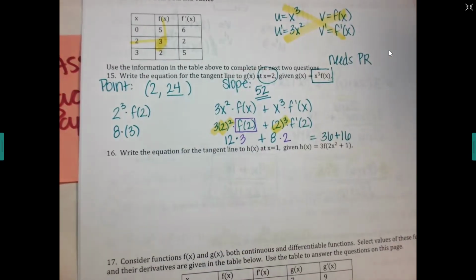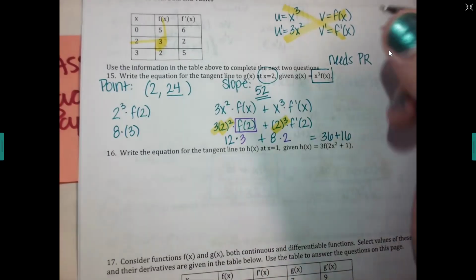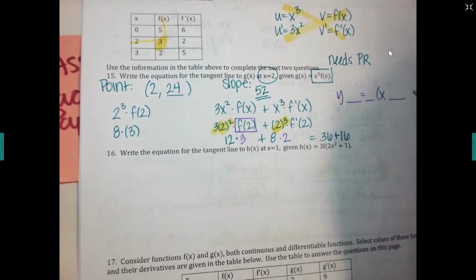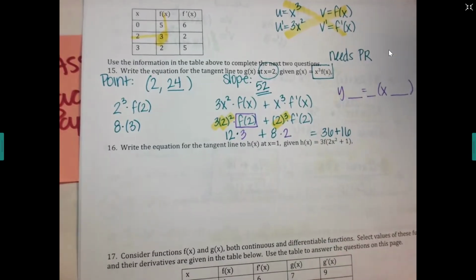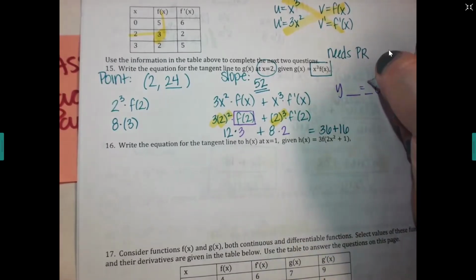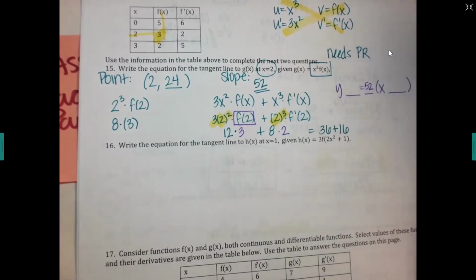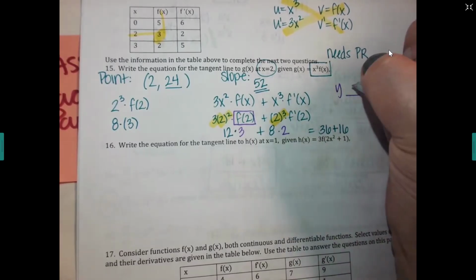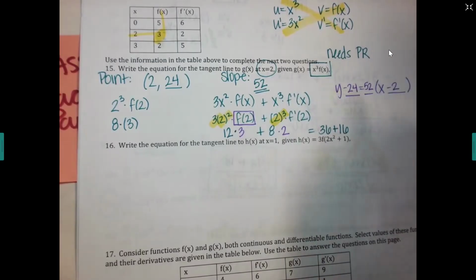And then once I have my point and my slope, I can write my equation of my tangent line. So it'll be y blank equals blank x blank. And then you're just plugging in the pieces from there. Remember, x and y need to go in as opposite sign. Slope goes in the middle as same sign. So it'd be a 52 here, a -2 here, and a -24 here.